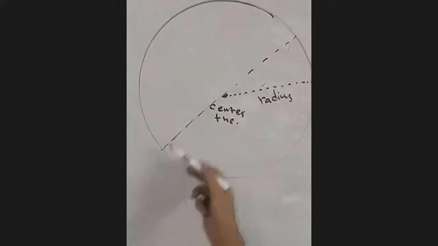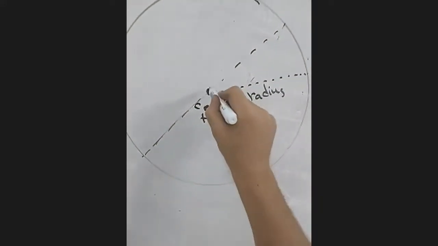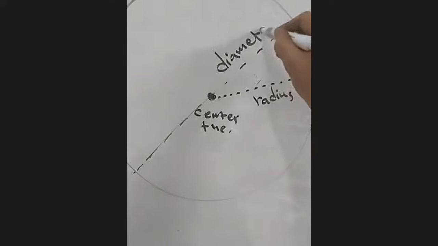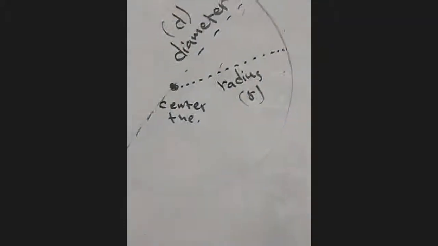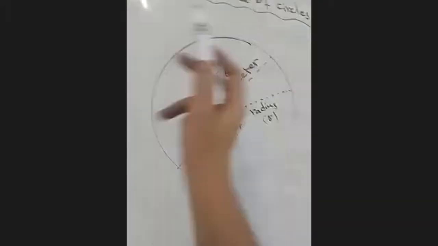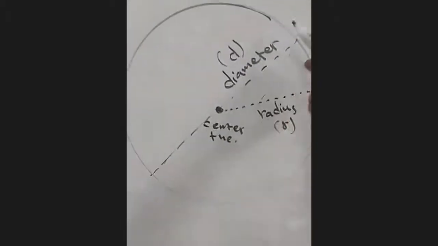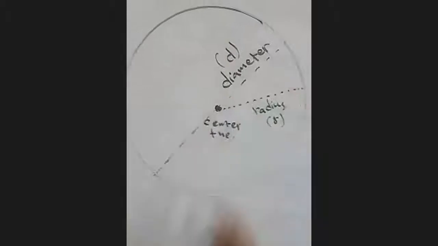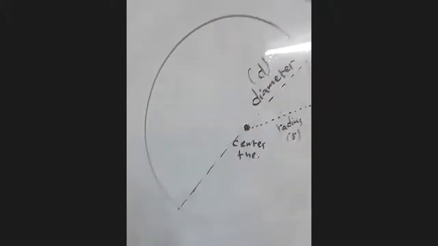This line, guys, which goes from the circle to the circle, from 2 points in the circle, and passes through the center, we call it diameter. We will denote it by D and the radius by R, small symbols. So we have the circle, the center of the circle, this line segment we call radius, and this line segment, which passes through the center, we call it diameter. The radius is R in our formulas, and the diameter is D in our formulas.